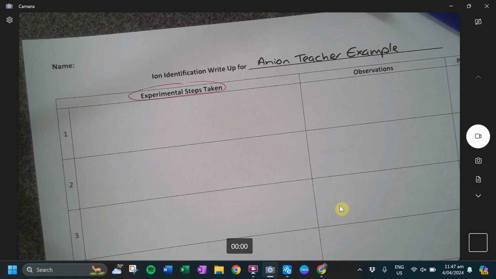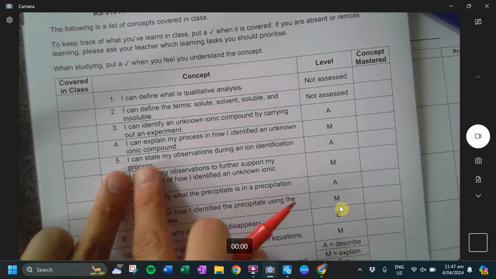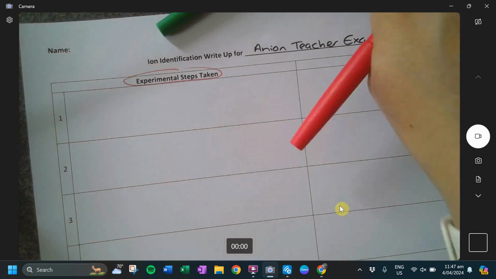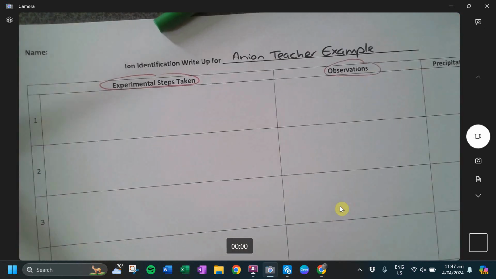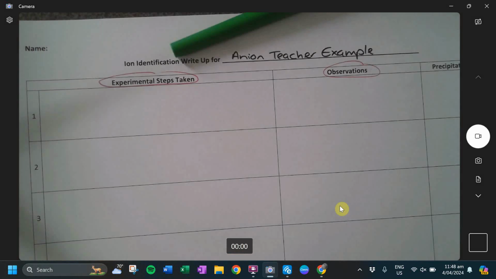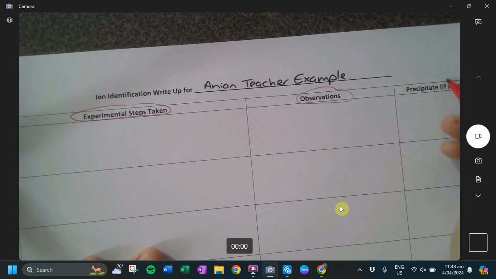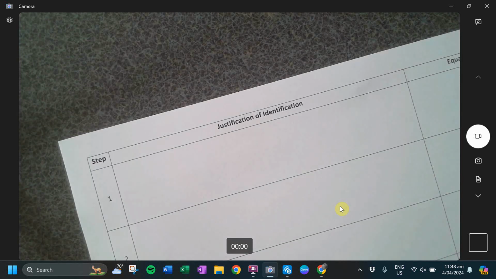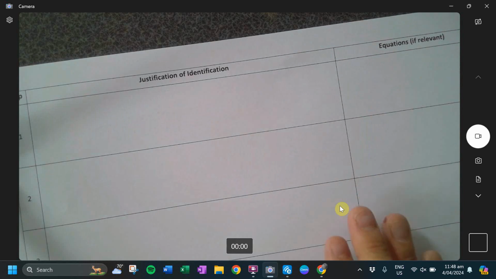The other thing we need to be doing for an achieved is I can state my observations during an ion identification process. So you need to be able to do this bit here, observations. And the last thing that is an achieved criteria is number 7, I can identify what the precipitate is in a precipitation reaction. You see how this last bit over here says precipitate if present. That is the last thing for the achieved criteria. So this first page, you need to be filling out for the achieved. The second page is now starting to get to that merit and excellence criteria.